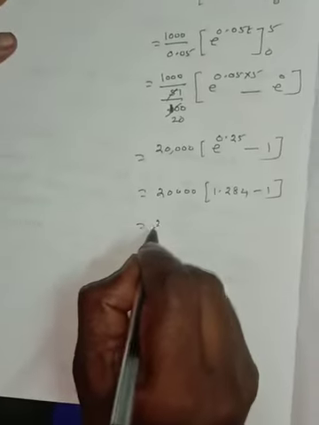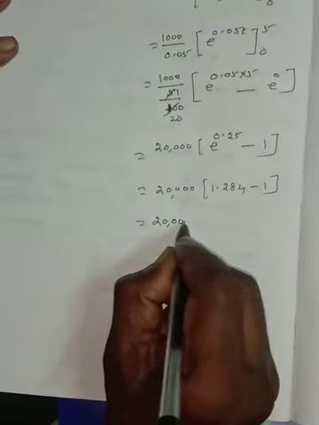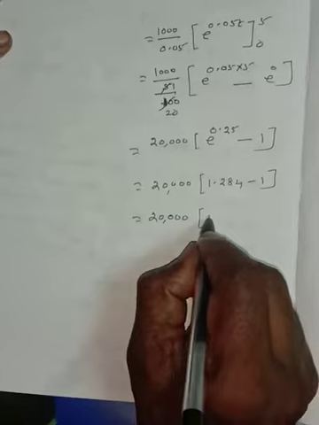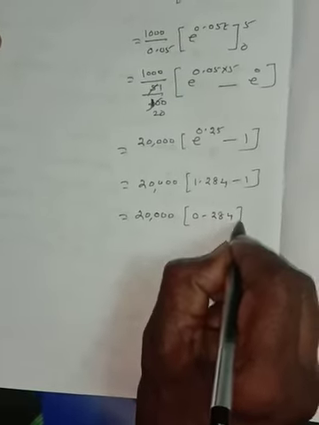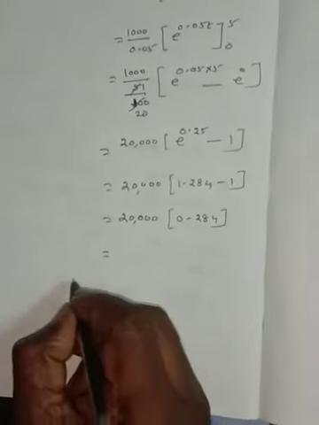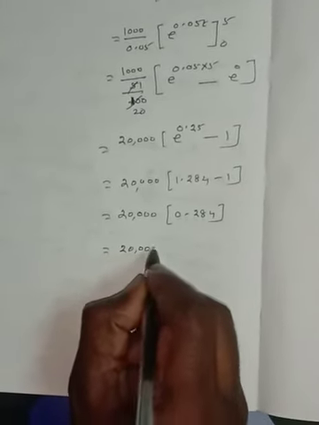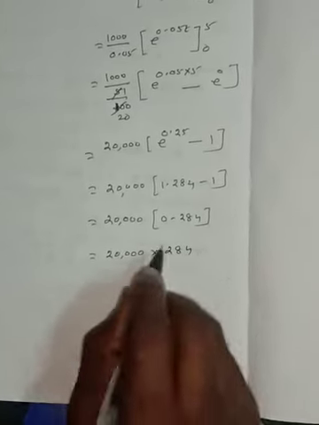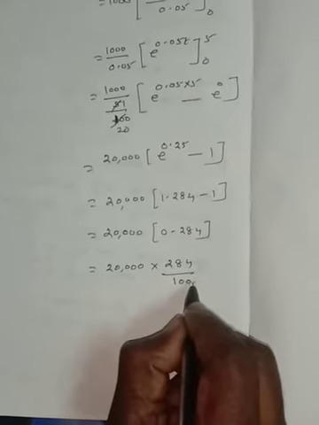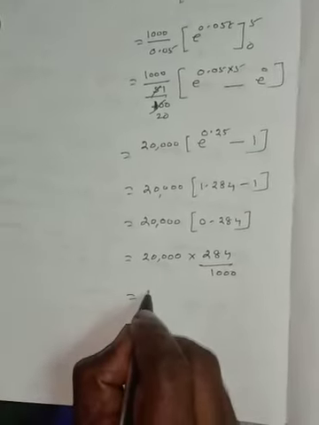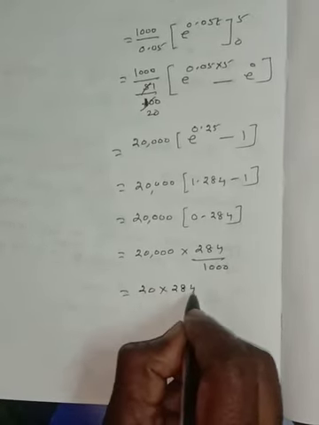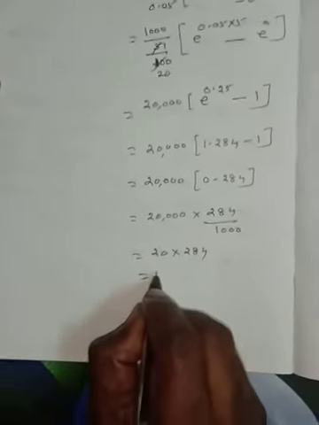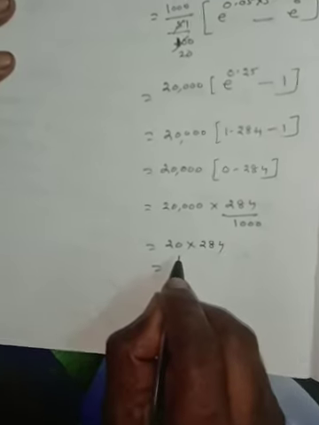That is equal to 20,000 into 0.284, which is equal to 20,000 into 284 divided by 1000. The 1000 cancels. 20 into 284 is 5680.